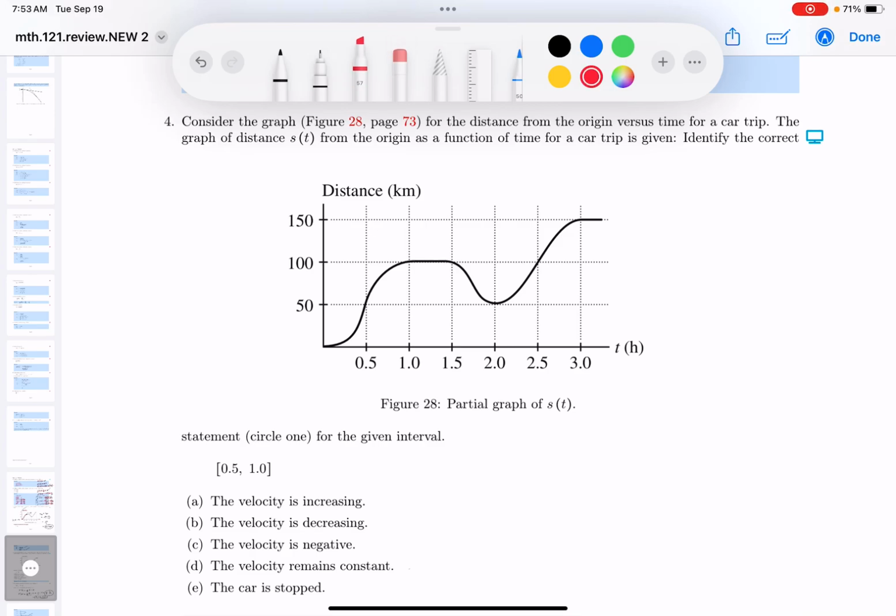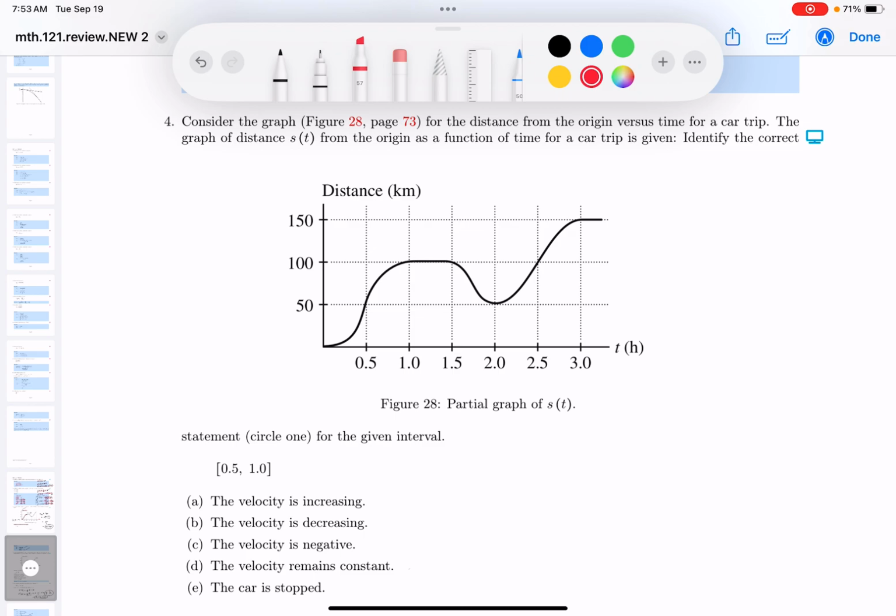Again, this is the same picture we had before. I'm familiar with the picture: the abscissa is time in hours, the ordinate is kilometers, that's a distance. And then there's this graph of position. They give me the graph, distance from the origin versus the time for a car trip. I read that, and I need to identify the correct statement.